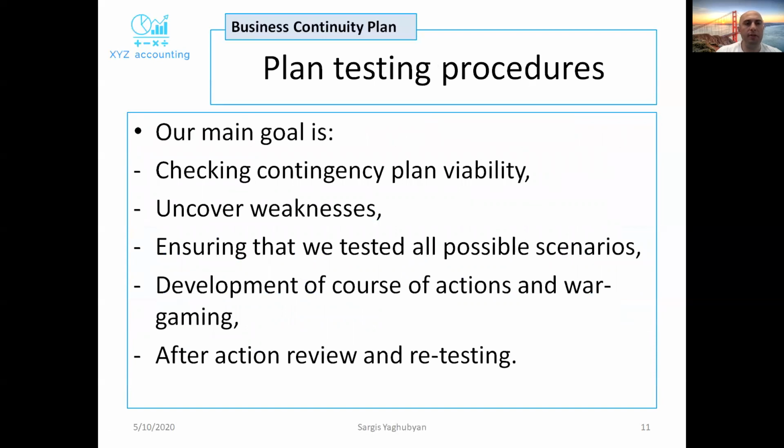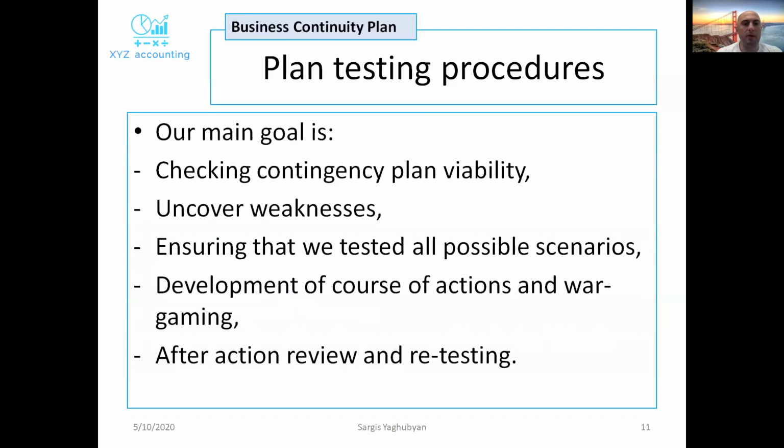Our main goal during testing is to check if our plan is viable, uncover weaknesses, and ensure that we tested all possible scenarios. Usually for every test, we develop different courses of action, starting from the most probable, the most dangerous, and the easiest one, to make sure that we follow the IT industry and the financial accounting industry to identify the most common vulnerabilities and types of attacks or disasters that can happen.